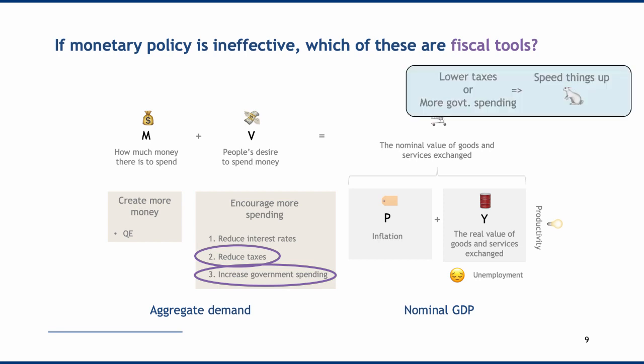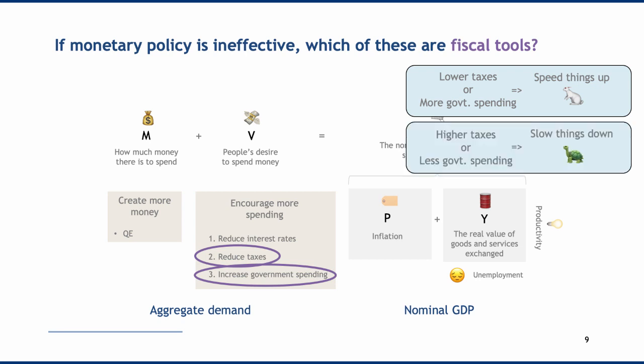So these are the two main fiscal tools to affect aggregate demand. Lower taxes or more government spending is going to speed things up. Higher taxes or less government spending is typically going to slow things down. So whether it's the central bank conducting monetary policy or some kind of fiscal authority conducting fiscal policy, they can affect aggregate demand in these ways.